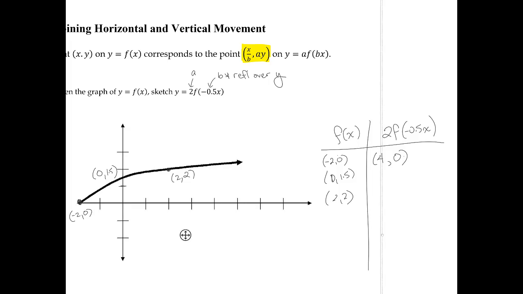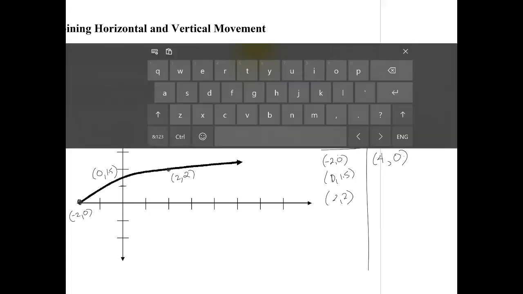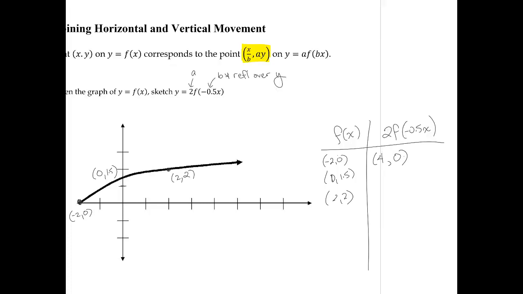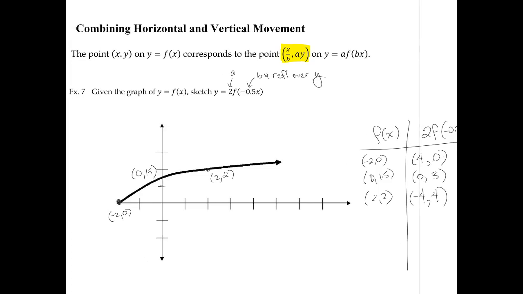From here, I'm going to go 0 divided by -0.5 stays 0, but 1.5 times 2 becomes 3. 2 divided by 0.5 becomes 4, but again, remembering that there's that negative, that reflection, so I'm going to change my sign as well, and 2 times 2 is 4. So we've got some very, very different points now than we had previously.